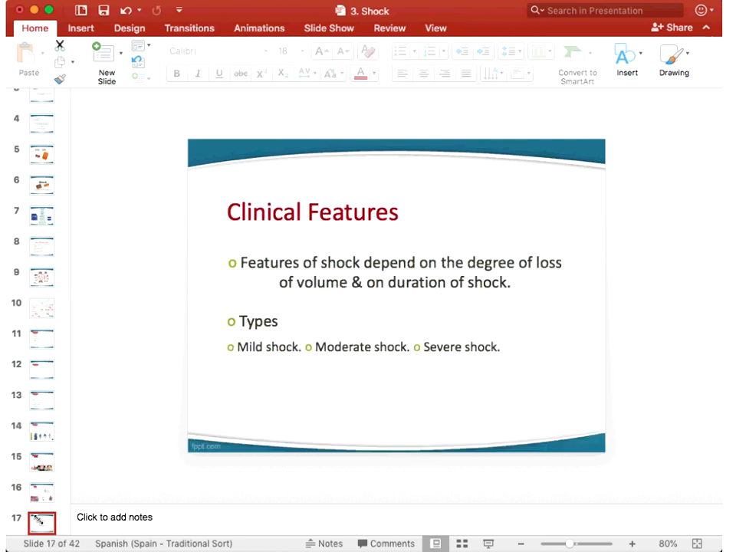So, we've already seen the type of shock. Of course, there are degrees of shock. You have the mild, the moderate, or the severe shock. Especially in the hypovolemic shock, we have degrees. We have 1 through 4. And it depends on the amount of blood loss that the patient has. If he has lost beyond 1,500 milliliters, then we're talking a grade 4, which is very severe.